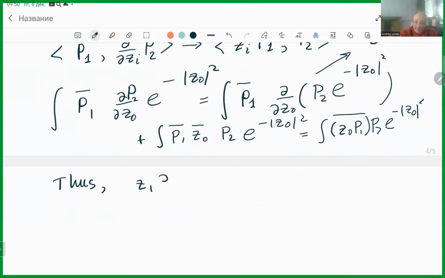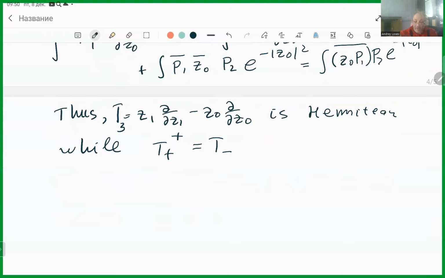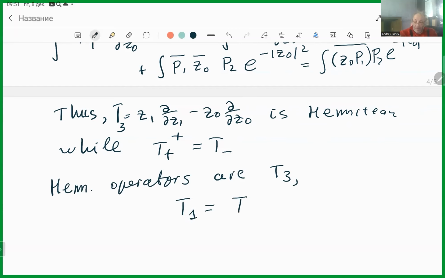Thus, Z1 d over dz1 minus Z0 over dz0 is Hermitian, while T plus Hermitian conjugation is T minus. In this way, I see that the Hermitian operators are T3, and then there will be operators that I'll call by their standard names. T1 is T plus plus T minus, and T2 is i(T plus minus T minus).